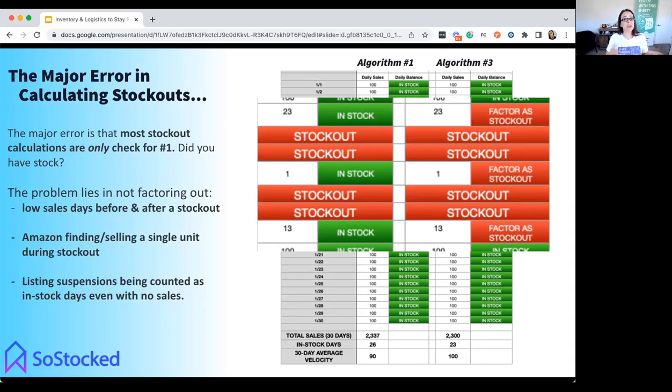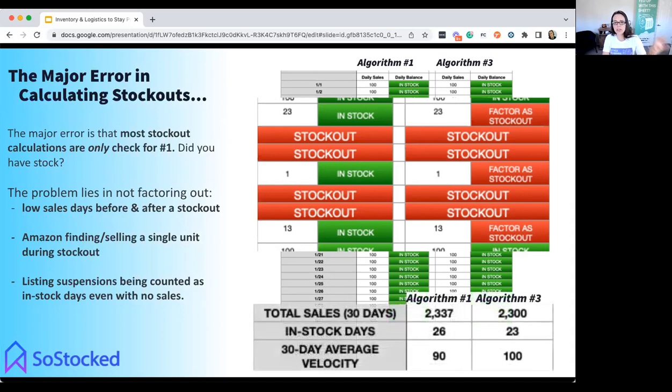Inside of our system, that's something you can adjust. So if 20% is a better number for you, you can obviously adjust that. But you want to isolate those days that your sales are significantly reduced for some reason. So those days would be factored as stock outs. So the day before you going into a stock out, where you sold 23 units, the day that Amazon found an extra unit where you sold 1 unit, and then the day you came back into stock with 13 units, would all be considered stock outs.